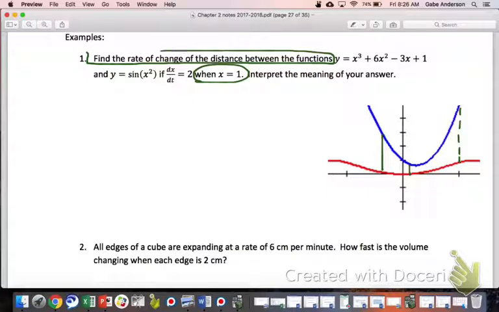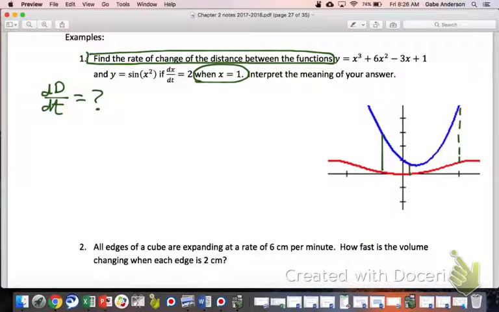So find the rate of change of distance between the functions. How do you want to interpret that as far as those rate variables go? You could do dD, maybe a capital D for the distance. So I'll say dD dt. That's our objective.